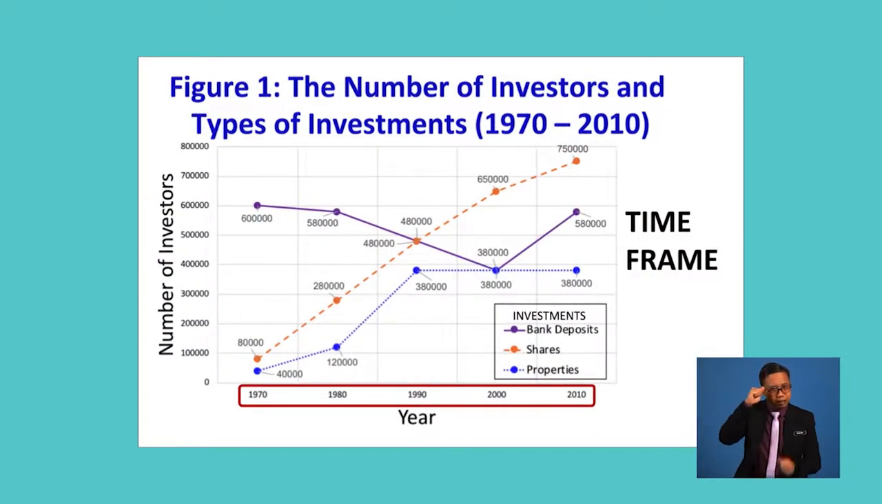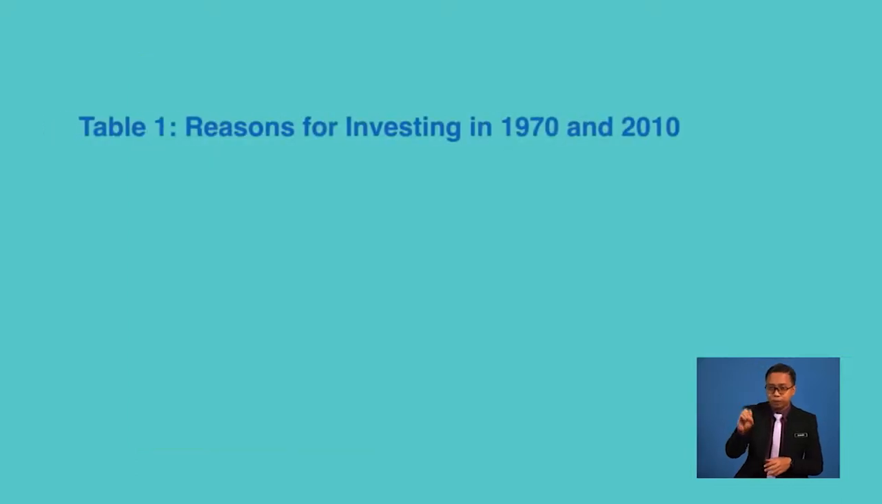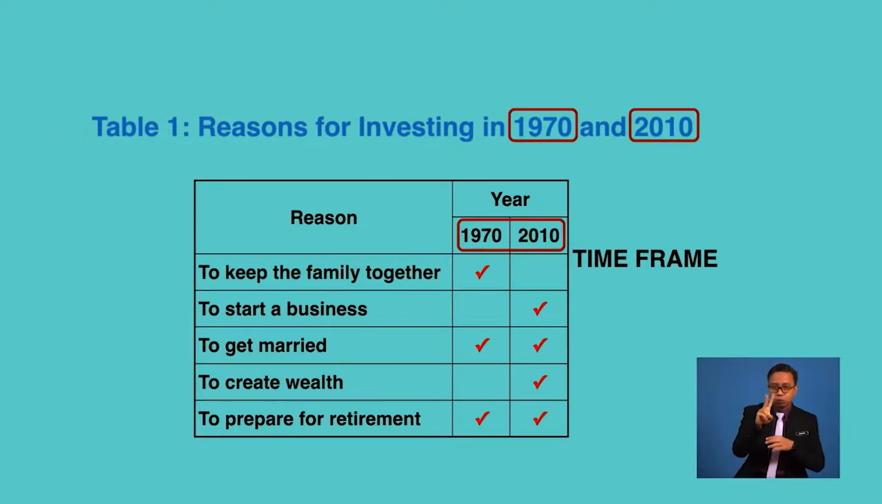Please bear in mind that there is one more important piece of information that will affect the accuracy of your synthesis, which is the time frame for Table 1. Can you see the different time frames in Figure 1 and Table 1? The time frame for Figure 1 states 5 different blocks of time, which are 1970, 1980, 1990, 2000, and 2010. In contrast, there are only 2 time frames mentioned in Table 1, namely 1970 and 2010. Okay, please bear this in mind.